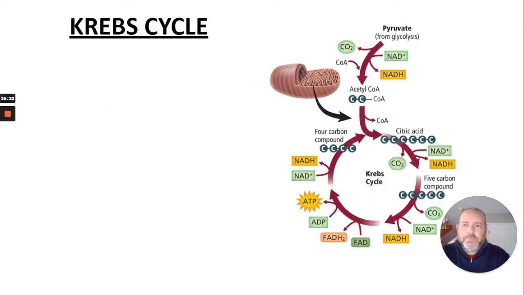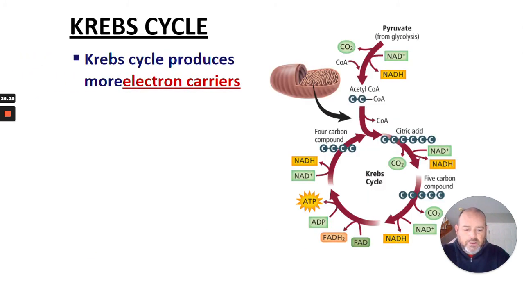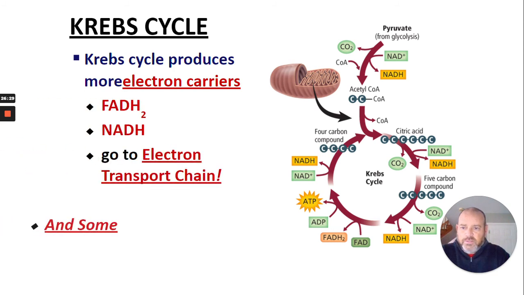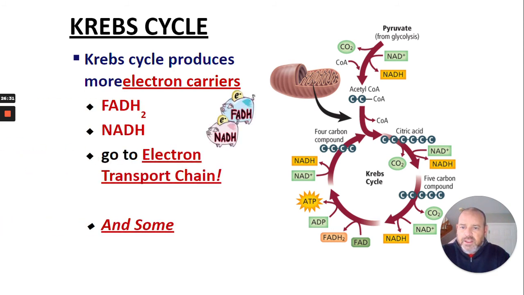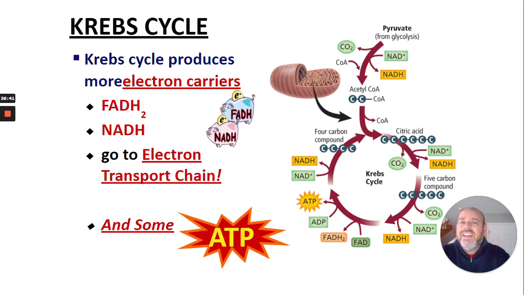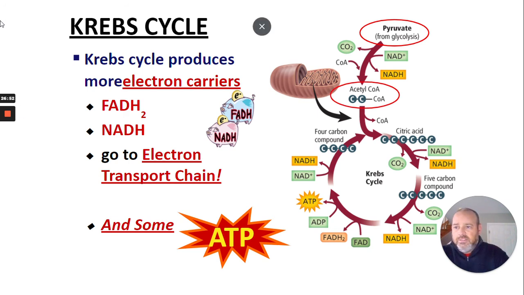Okay. So here's another picture of the Krebs cycle. Let's look at the words first on the left-hand side. The Krebs cycle produces more electron carriers, more NADH and FADH2, and those are going to head to the electron transport chain eventually, and you're going to get a little more ATP. Okay, so if you look, here's our pyruvate from glycolysis, and here's our acetyl-CoA. So that's the transition step. You can see up here.